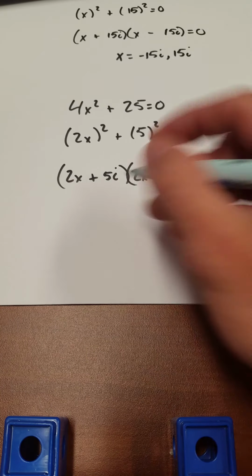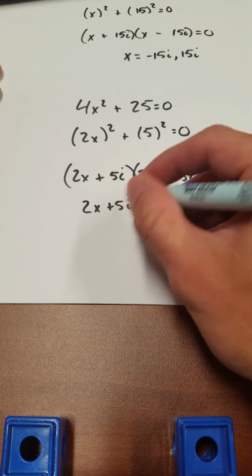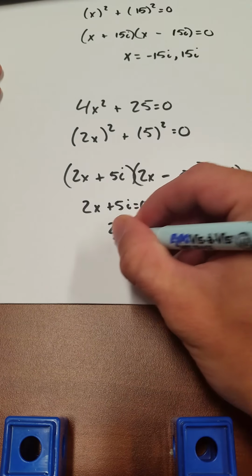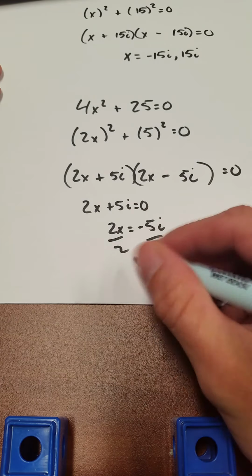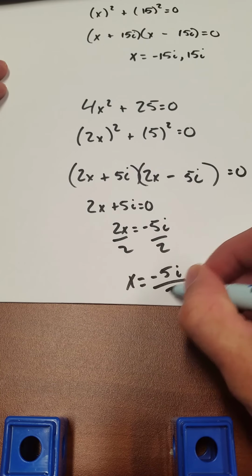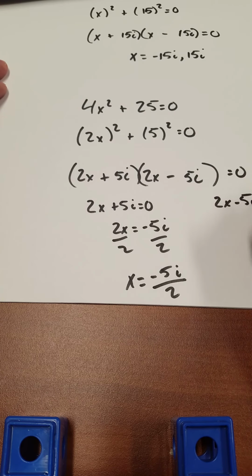Now, when you set them equal to 0 to solve these, something different happens. So, of course, we subtract 5i to begin with. So we get 2x equals negative 5i. But now you have to divide by 2. So you get x equals negative 5i over 2. And then over here, 2x minus 5i equals 0. Move the 5i across, 2x equals 5i. Divide by 2. X equals 5i over positive 2.